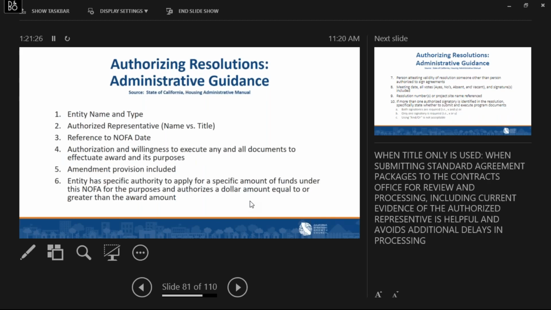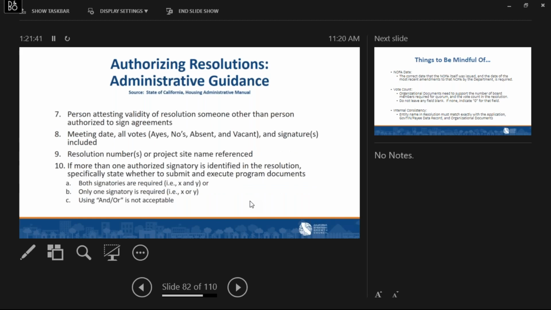So the entity's name, the authorized representative, where we need the title, otherwise the name of the person must be on a piece of verified letterhead saying they're within that title, and then all of these additional requirements as well. Some more requirements of what all must be included on the authorizing resolution.